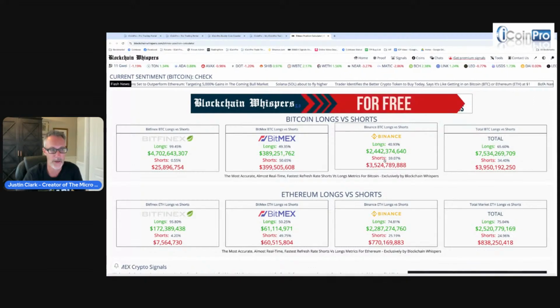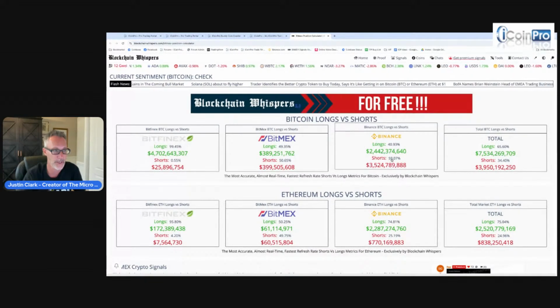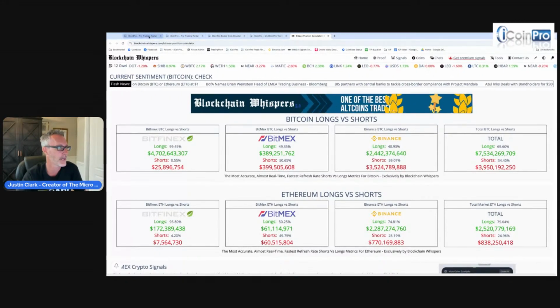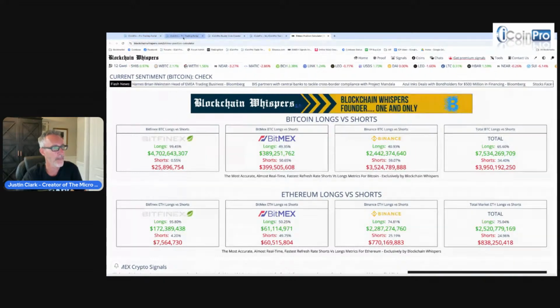These shorters are getting overconfident that we're going to retrace again and go down, and then they are wrong and they get liquidated, and they have to quickly close those positions and lose their money. So we're going to see if that happens. We'll keep an eye on that.